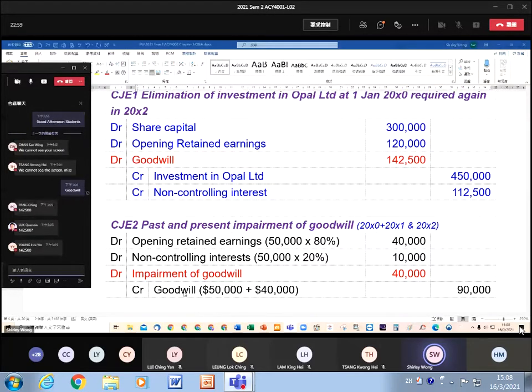Okay, so in fact, the account name should be accumulated impairment. But for consolidation, to make it simple, we usually show the net figures. So if you just write goodwill, it will be accepted. So for the goodwill, you will write off the current year 40,000.